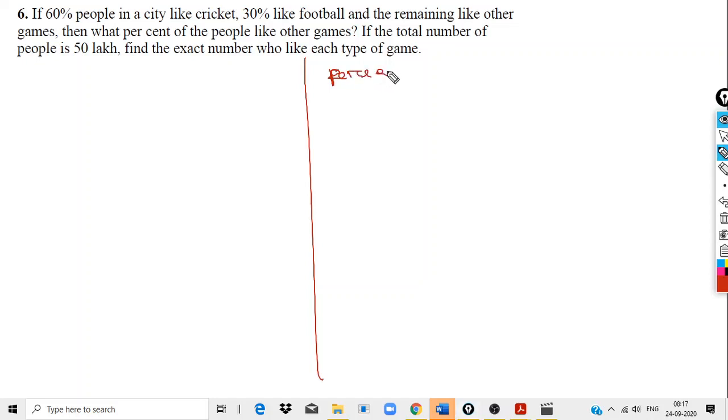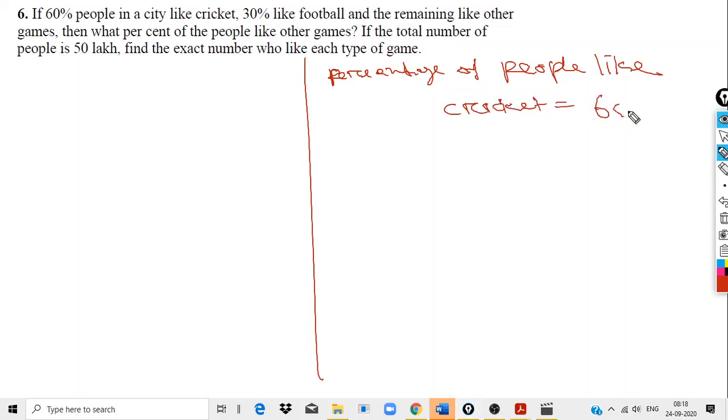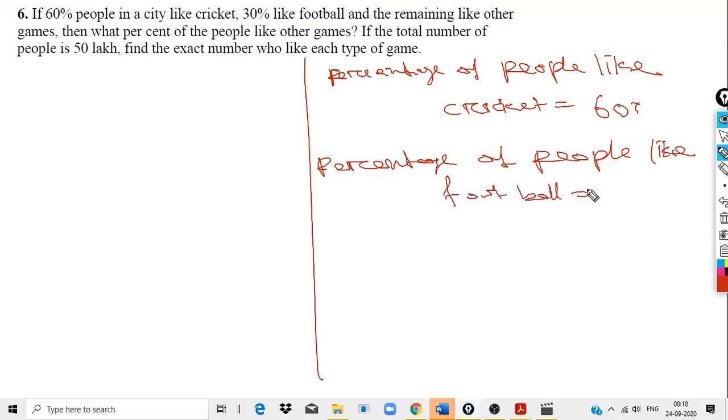Percentage of people who like cricket is equal to 60%. Similarly, 30% of people like football. Percentage of people who like football is equal to 30%. The remaining like other games.